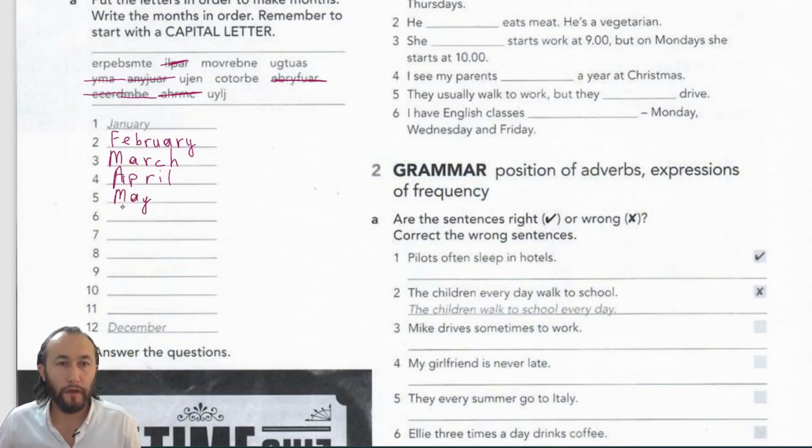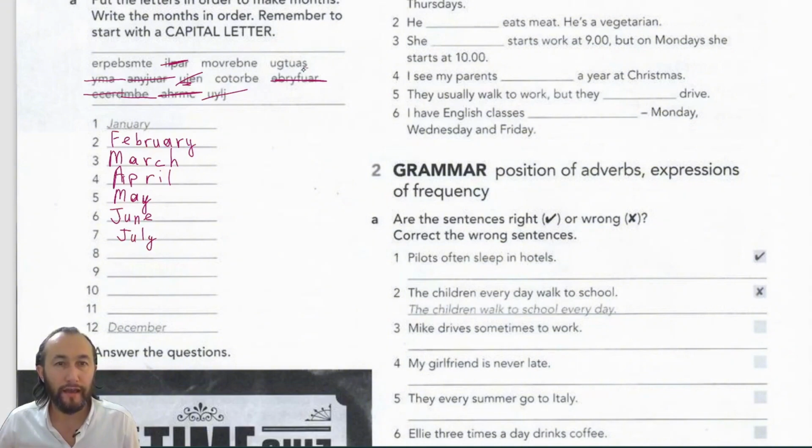Number 6, the 6th month after May, what comes? After May comes June. So that must be this one, this guy here, 4 letters. So we're going to start with J, capital, right? And then U, and then N, and then E. That's it. Number 7, July, here. So we're going to write J, U, L, and then Y. Okay. Month 8, after July, August.